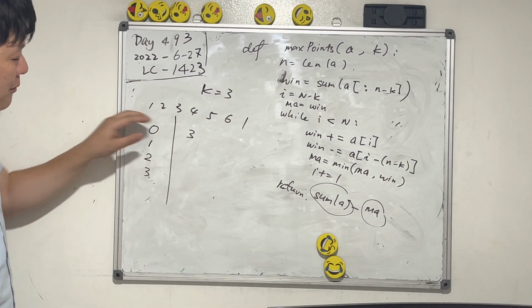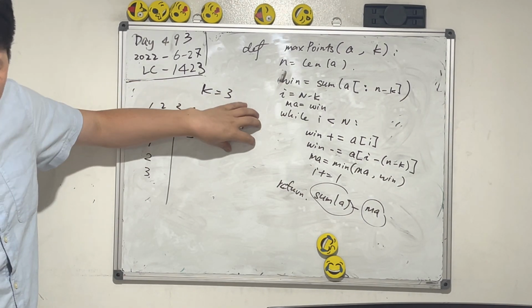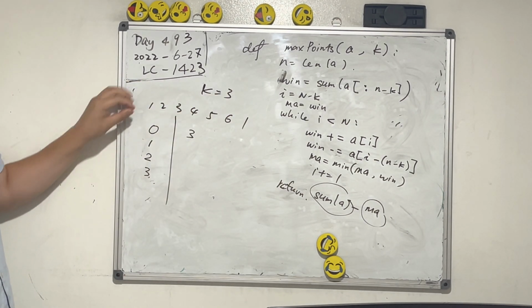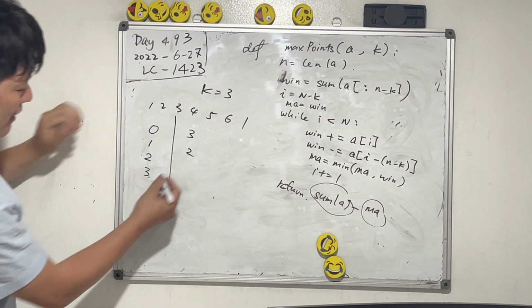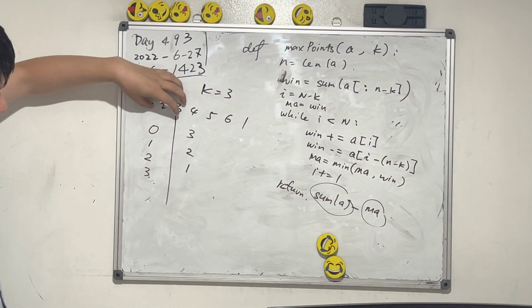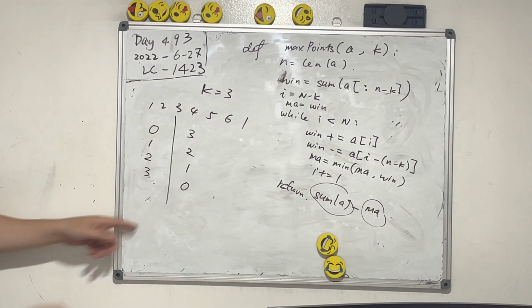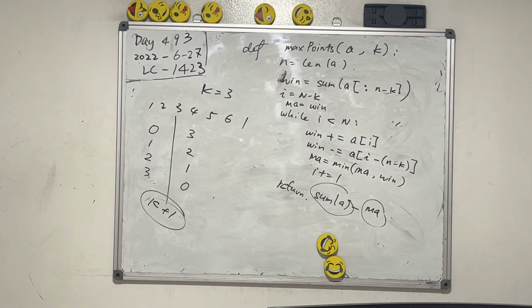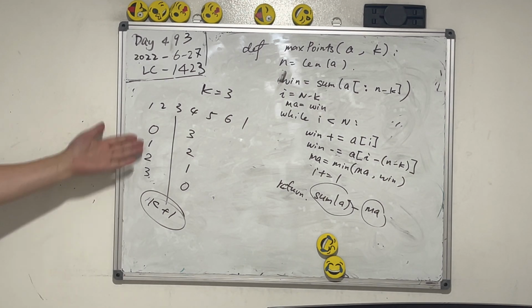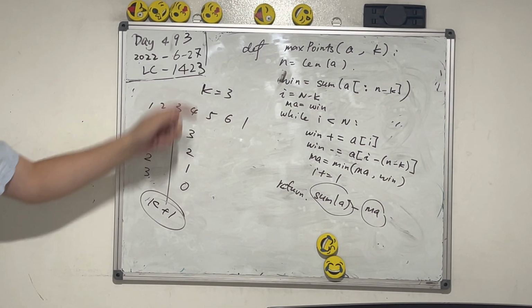So it means that I want to pick 0 numbers from the beginning, 3 numbers at the end. Pick 1 number from the beginning, 2 numbers at the end, right? 2 numbers from the beginning, 1 number at the end. 3 numbers from the beginning, 0 numbers from the end, right? So if there are k numbers, there are k plus 1 choices. Am I right? So we can do this. We can brute force this k.